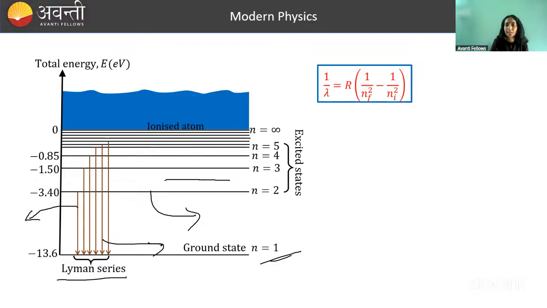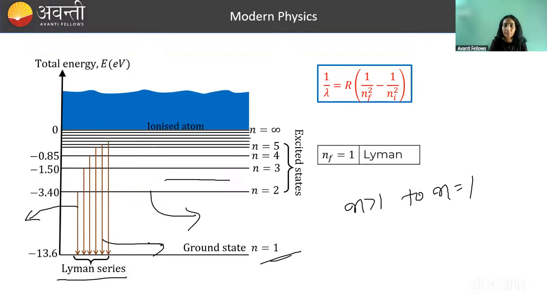So Lyman series का मतलब क्या होता है? Transition will be happening from n greater than 1 to n equal to 1. ठीक है, यानी कि 2 से 1, 3 से 1, 4 से 1, like that. This is Lyman series. Done it? What about then there is another series.